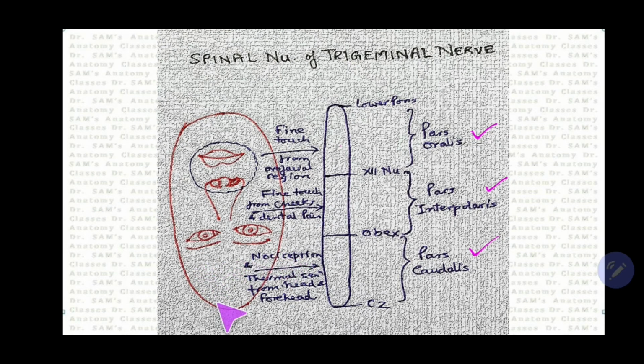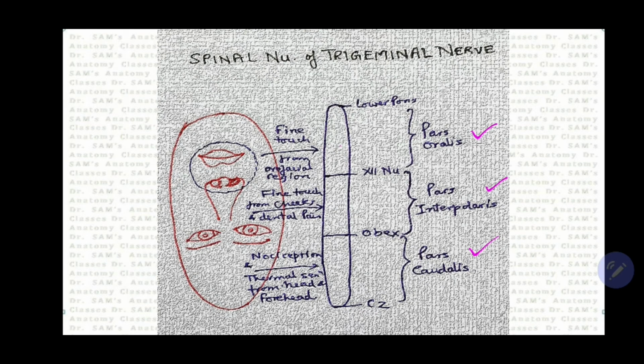And the forehead region, it's an inverted representation, right? For the forehead region, nociception like pain sensations, as well as fine touch and temperature related sensations, will be brought into the pars caudalis.